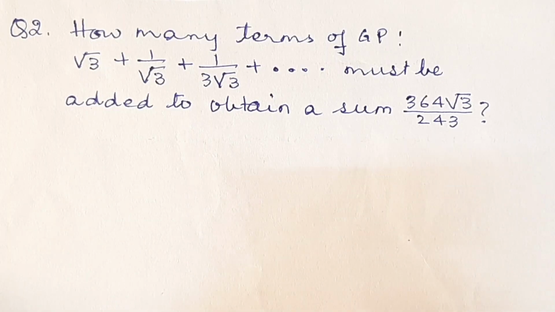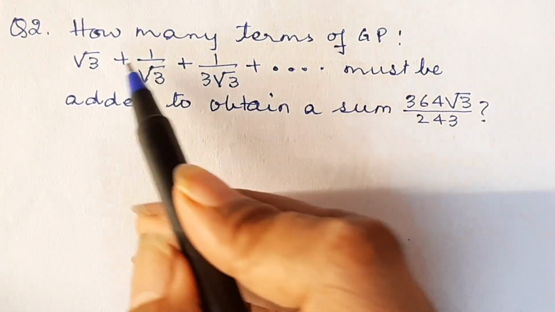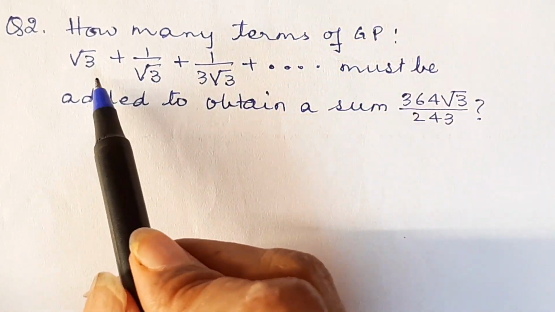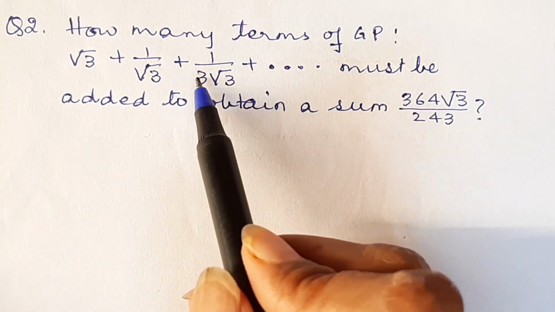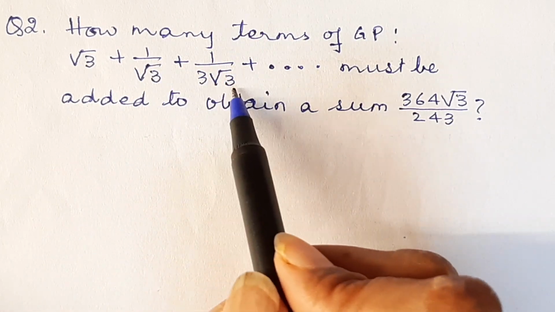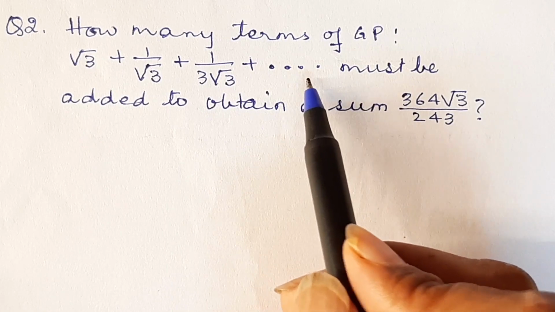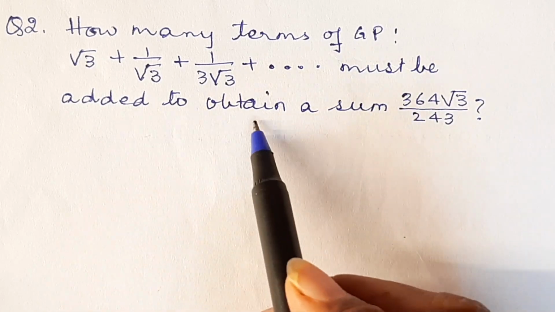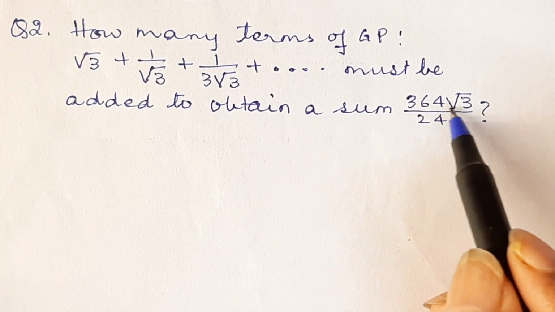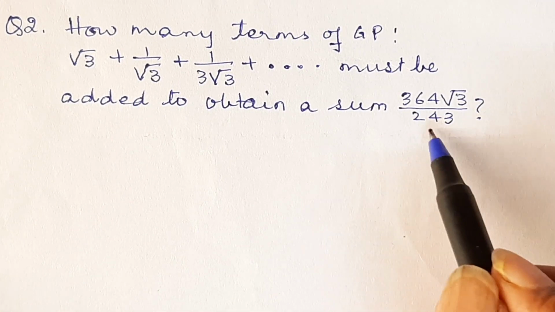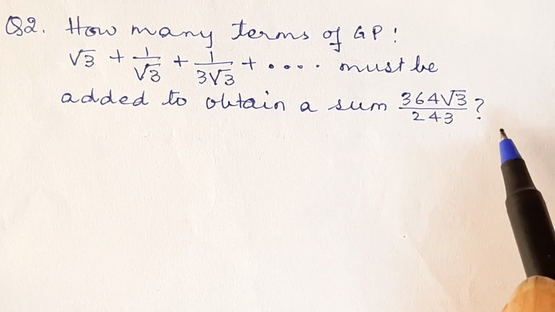Let us come to question 2. How many terms of the GP root 3, plus 1 upon root 3, plus 1 upon 3 root 3, plus dot dot dot must be added to obtain a sum of 364 root 3 upon 243?